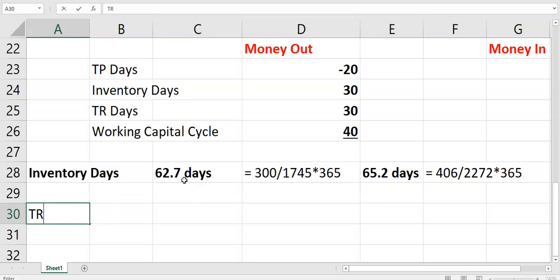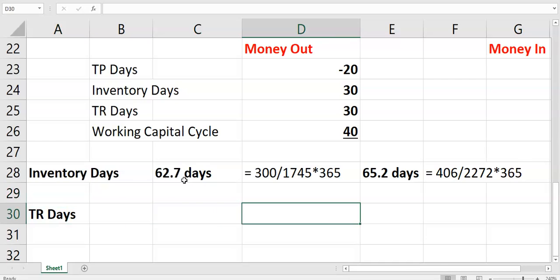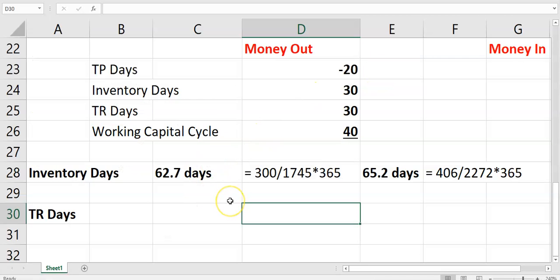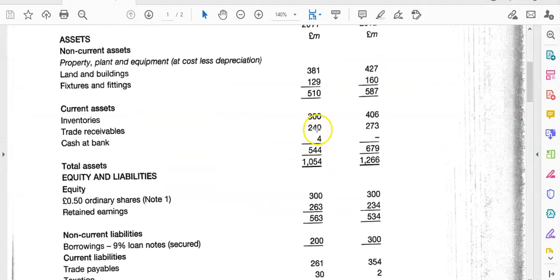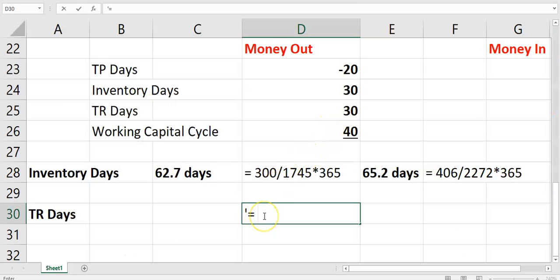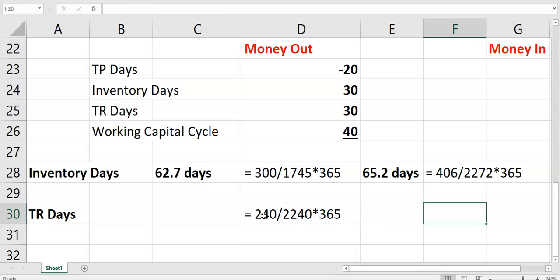Then we'll look at trade receivable days to see how much credit you are offering your customers and, on average, how long it takes them to pay you. So if we're looking here, it's trade debtors, otherwise known as trade receivables, over revenue times 365. Going back to the question, trade receivables are 240 and 273, revenue 2240 and 2681. So 240 over 2240 times 365, and then 273 over 2681 times 365.